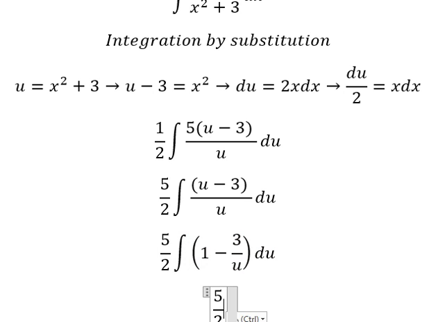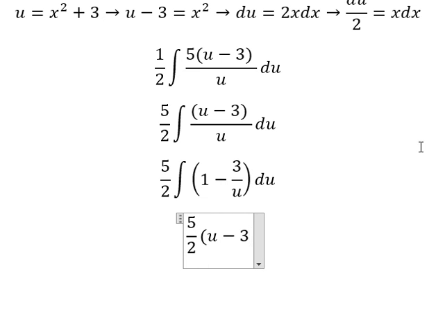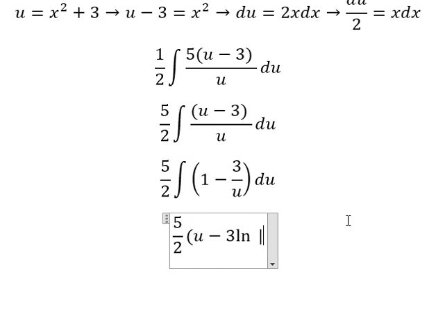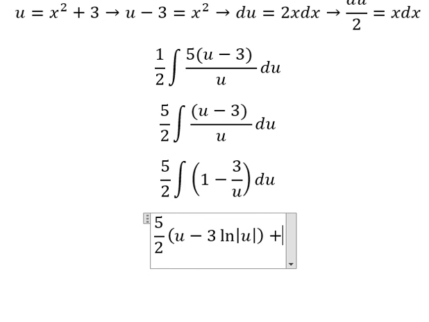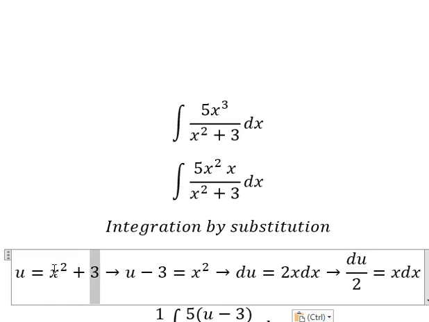The integration of number 1, we have u. The integration of 3 over u, we have 3 ln of the absolute value of u. And then we put c. About u, that is this one.